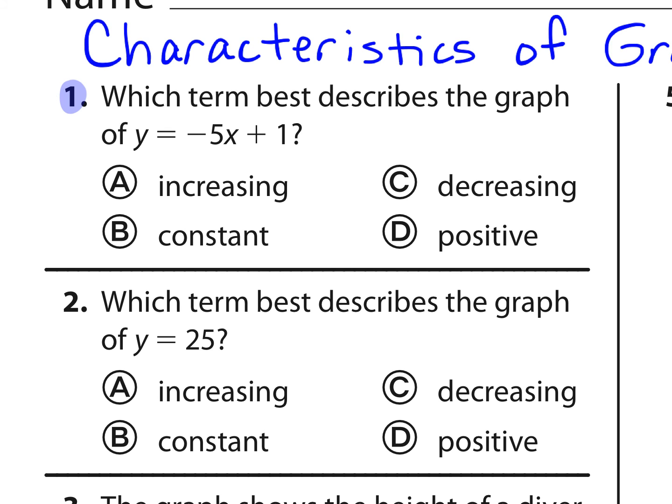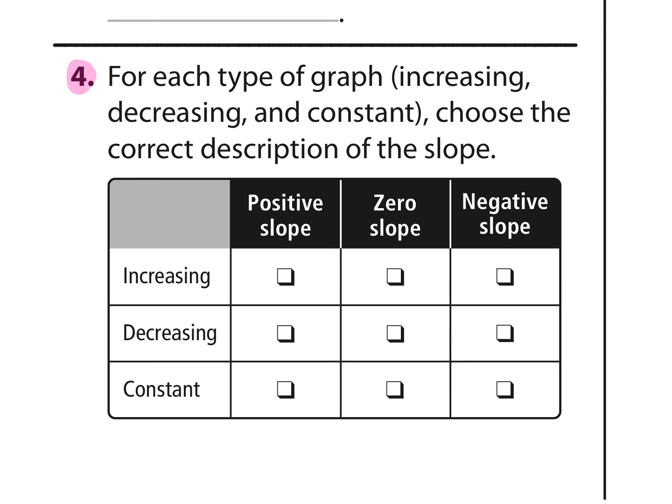Notice that this equation is in the form of y equals mx plus b. And we want to look at m. In this case, that's negative 5. So m, the slope, is negative 5. That means that on a graph, this line will go down to the right. And we would describe that as decreasing. We read graphs from left to right like we read words on paper, so it's going down to the right, which is decreasing.